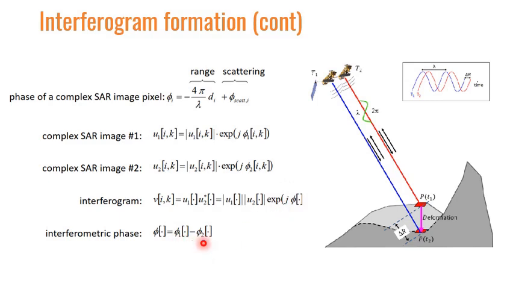So ultimately, if we have two satellite positions acquiring the same area on the Earth's surface, with the same frequency and same amplitude but different phase, it will create the interferogram. And the interferogram is very sensitive to elevation and also elevation change.